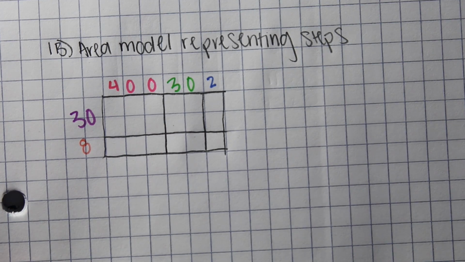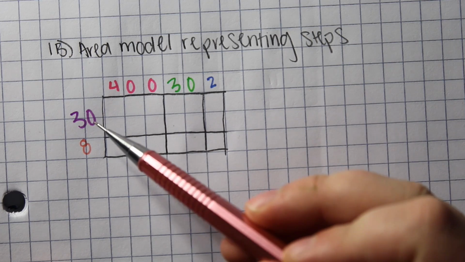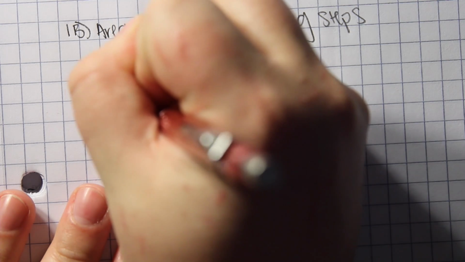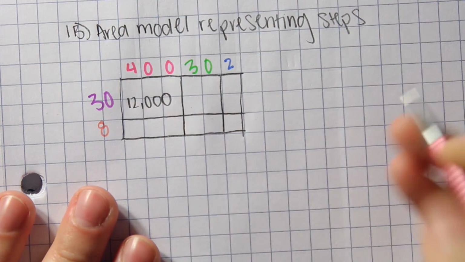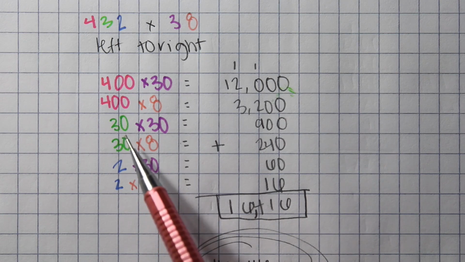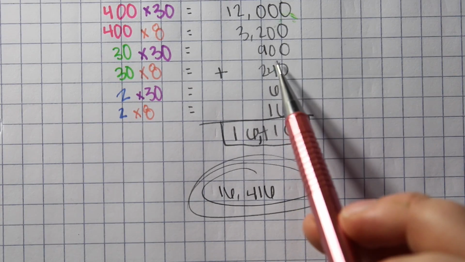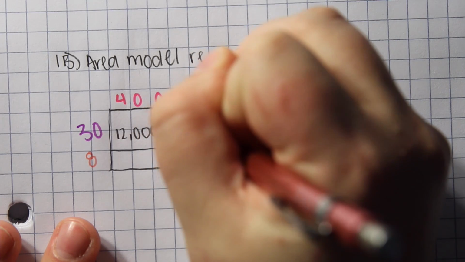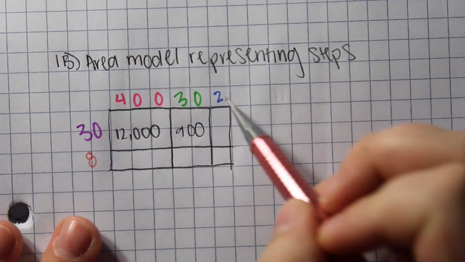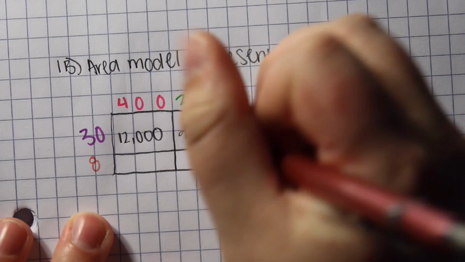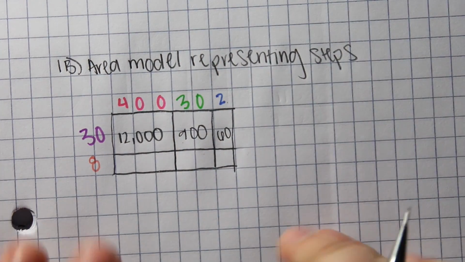So we're going to do 400 times 30, which as we know from the partial products method, we got 12,000. So I'm going to write that value down in that box. And then we're going to do 30 times 30, which we found to be 900 in our previous problem. So I'm writing that in its corresponding box. And then 30 times 2, which is 60, and I'm putting that in the box.